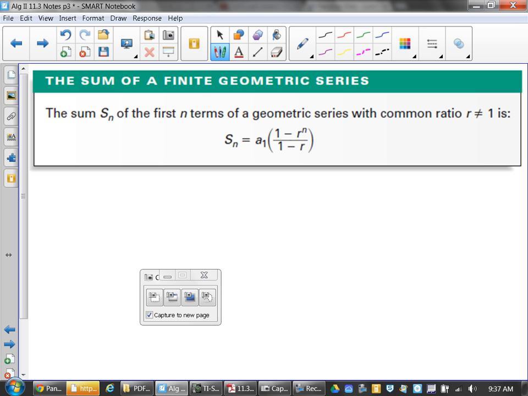Add to it tonight, okay? You'll just add a couple more problems. So where we left off here is at getting to the sum of the finite geometric series.